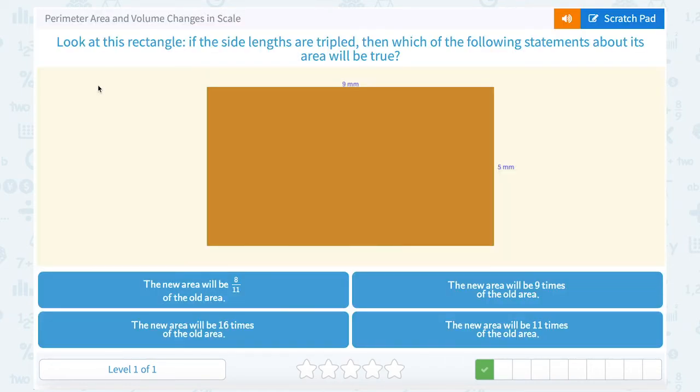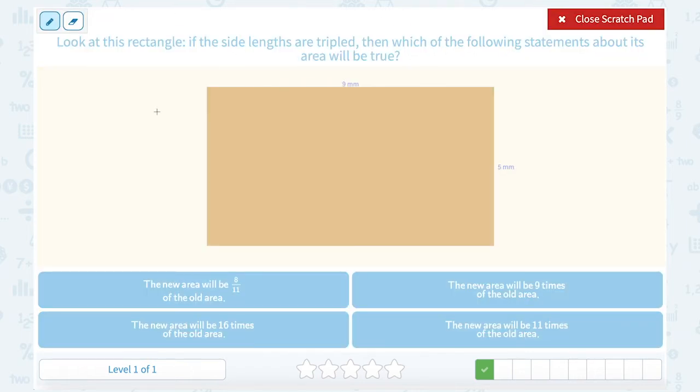Look at this rectangle. If the side lengths are tripled, then which of the following statements about its area will be true? Okay, and we really have to read these questions carefully, because notice the last time it was only the base that they were changing, meaning only one of the side lengths, and of course the side opposite it, but not the height. Here they're saying side lengths, meaning both of them.